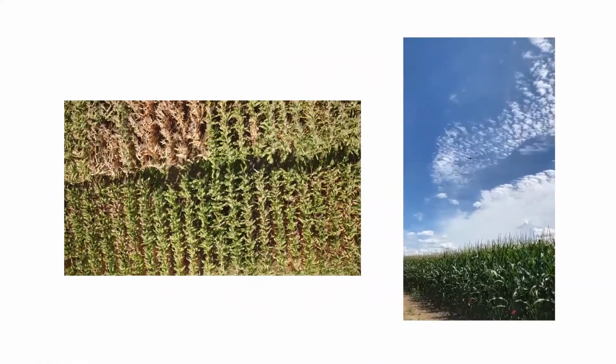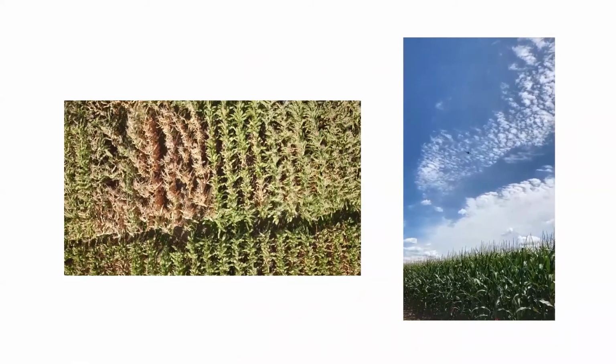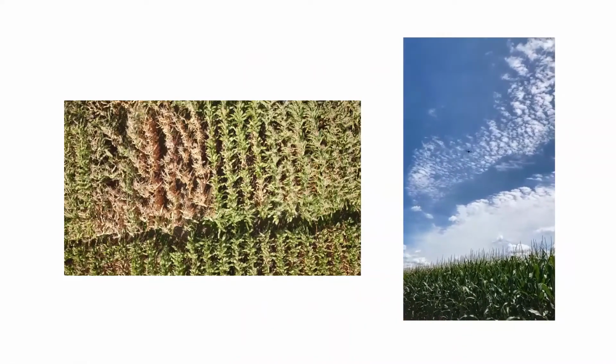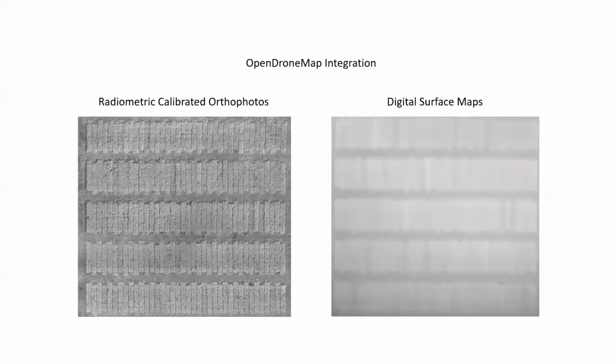So we use unoccupied aerial vehicles to fly over our field experiments, and we capture a series of images as we fly. However, what we ultimately want are analytic results, such as which germplasm is performing optimally, or information about any field variation, such as soil heterogeneity or other effects in the field.